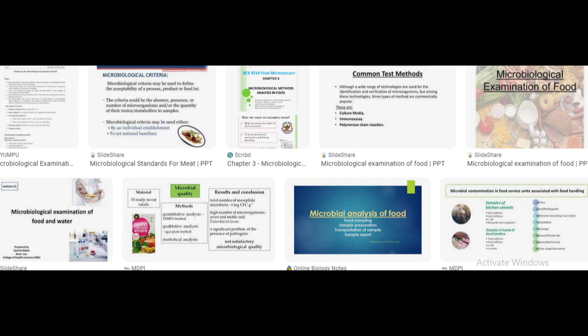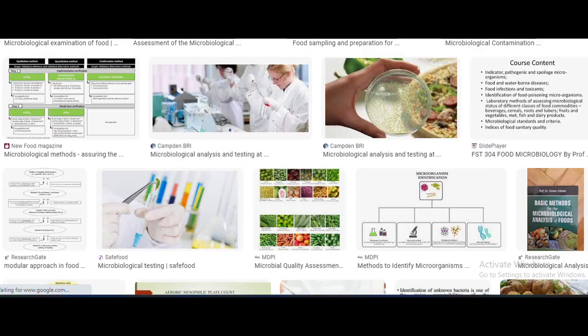So after incubation, for bacteria after 24 to 48 hours, you will see the colonies growing. So these colonies are what you now count. That is why the first method is plate count. So if you want to enumerate a bacterium or a fungus or any type of organism in a particular food sample, you can use plate count.